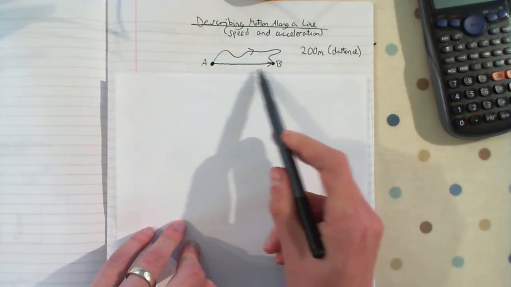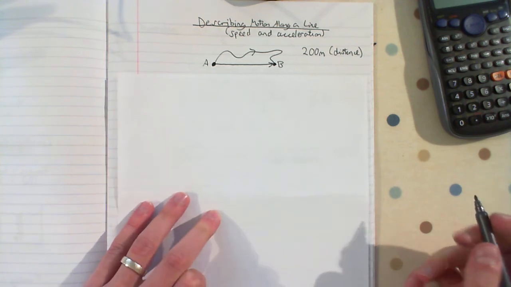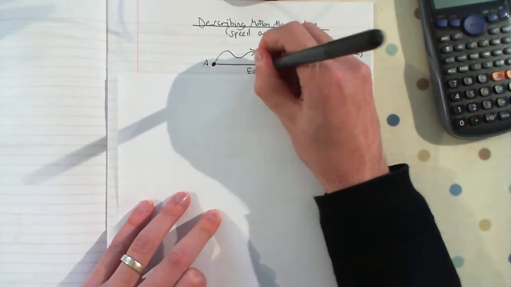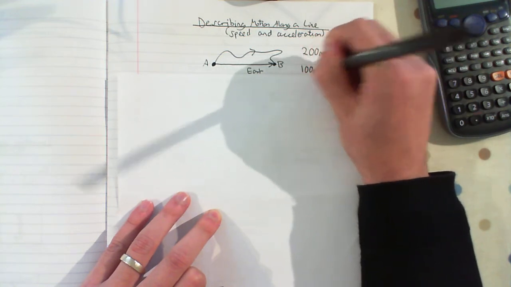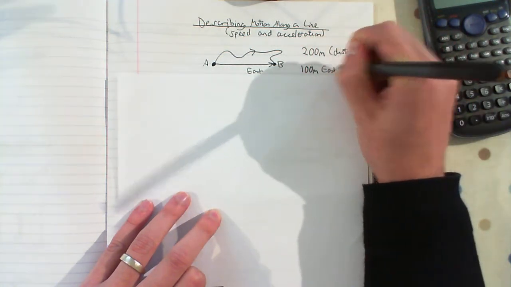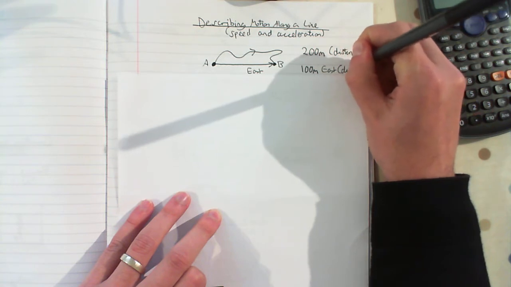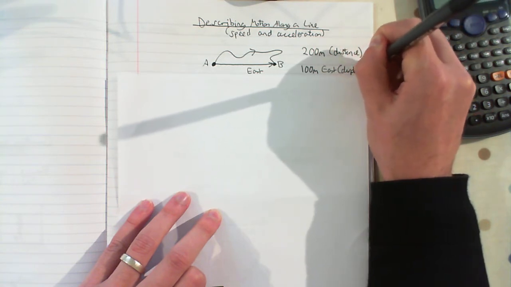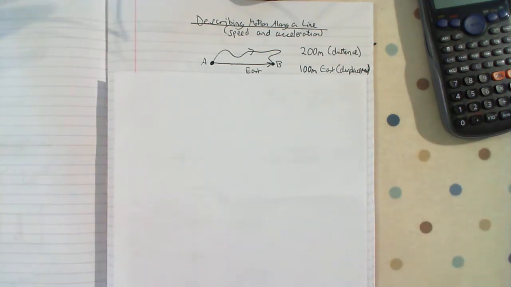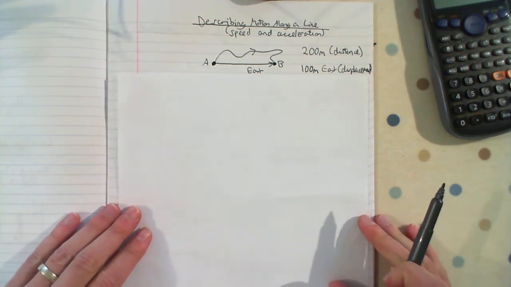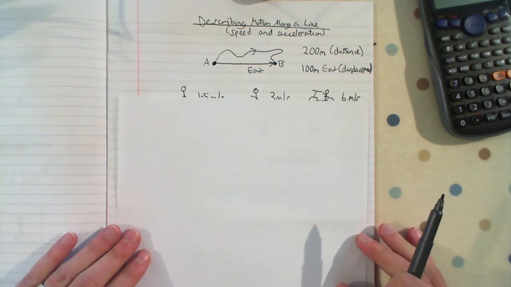A to B, we've got a direction to the east. So let's say that distance is 100 meters to the east. It's now a displacement. It is a vector. Remember, vectors have got magnitude and direction. So the difference between distance and displacement is important in this topic in physics.